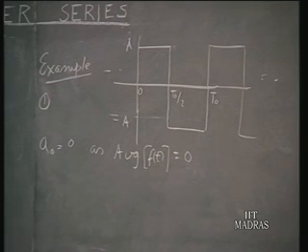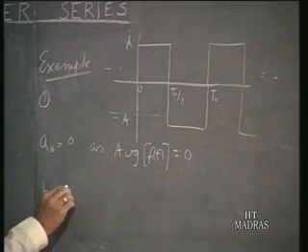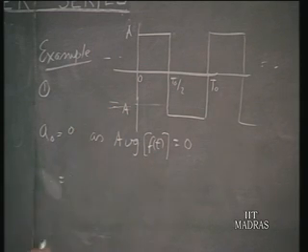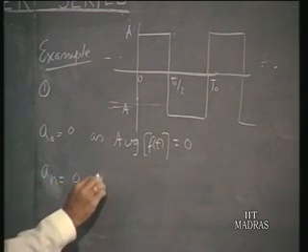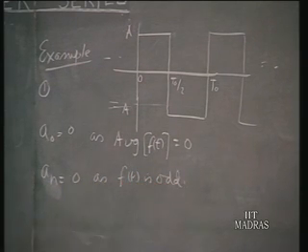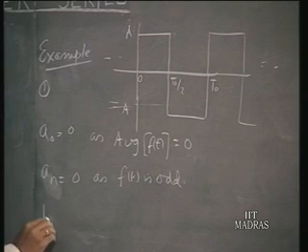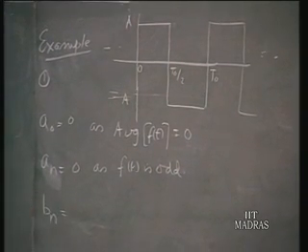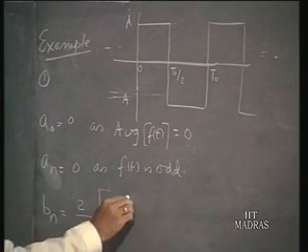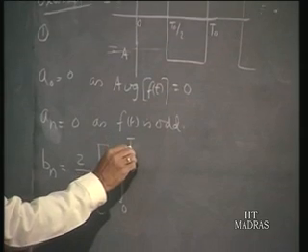We also can see, without further ado, that An is 0 because the function is odd. So, the only coefficients that can be present are the B coefficients. So, Bn would be 2 upon T naught, integral from 0 to T naught upon 2.